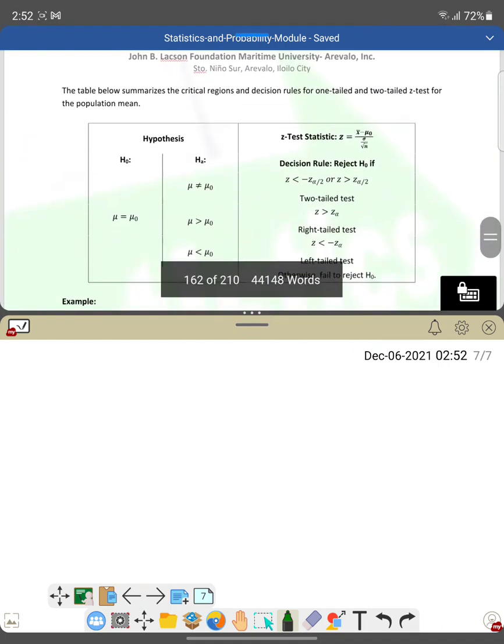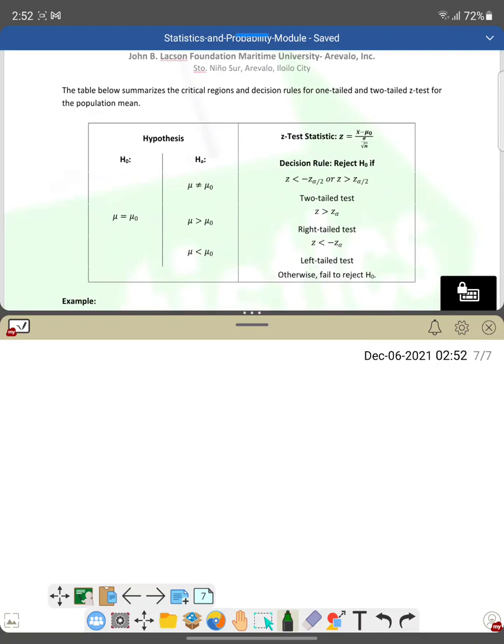We have here a table that summarizes the critical region. Take note, for the null hypothesis, we have the population mean is equal to the hypothesized population mean. For the alternative, of course, we have three options. We have mentioned that earlier. For the z-test, we use the formula that we just mentioned.